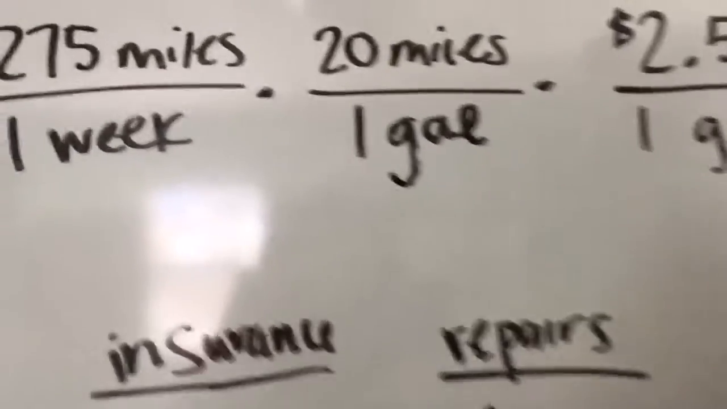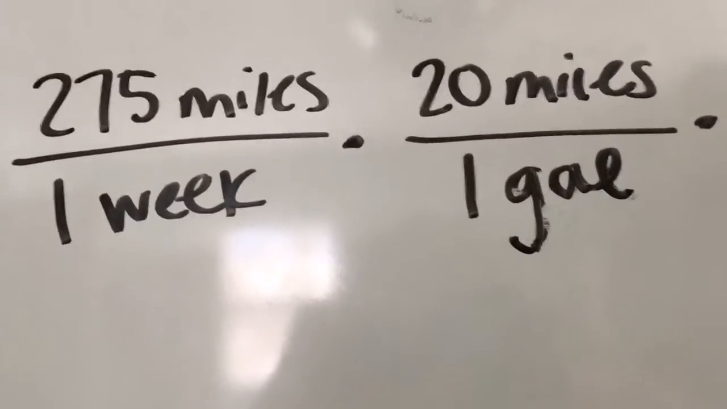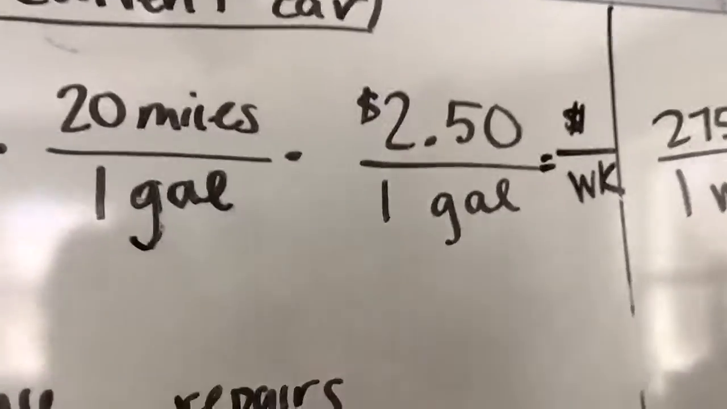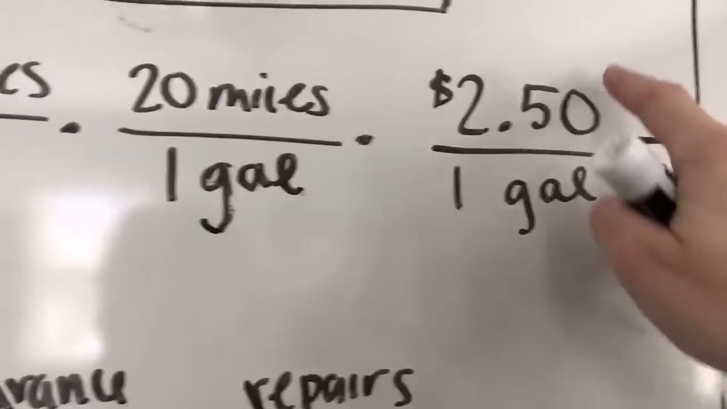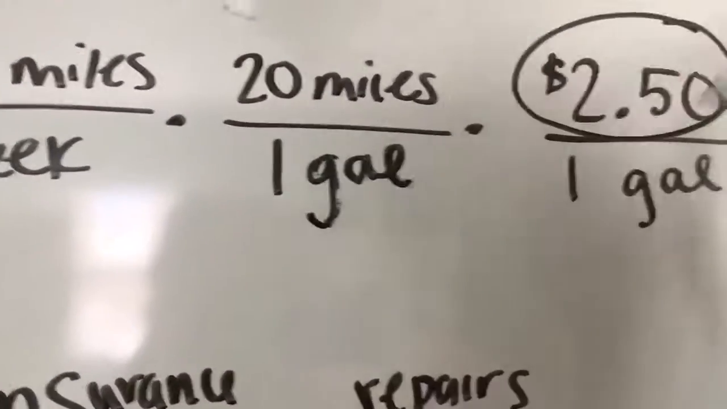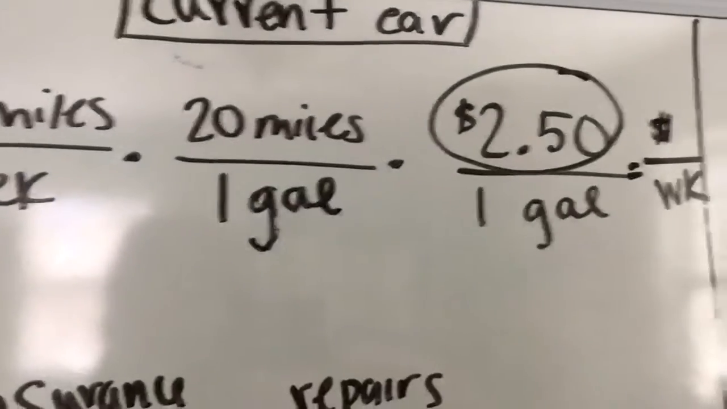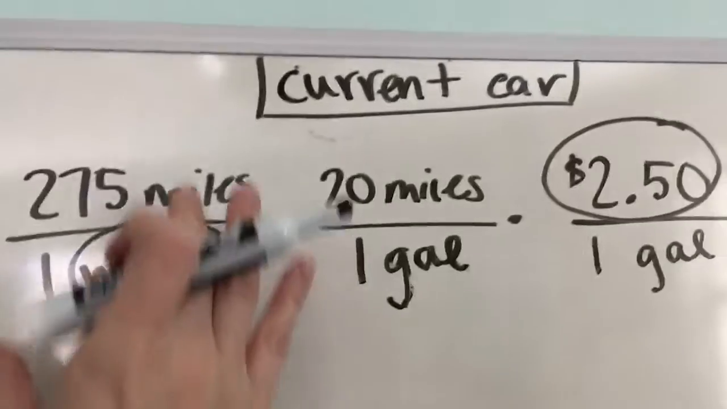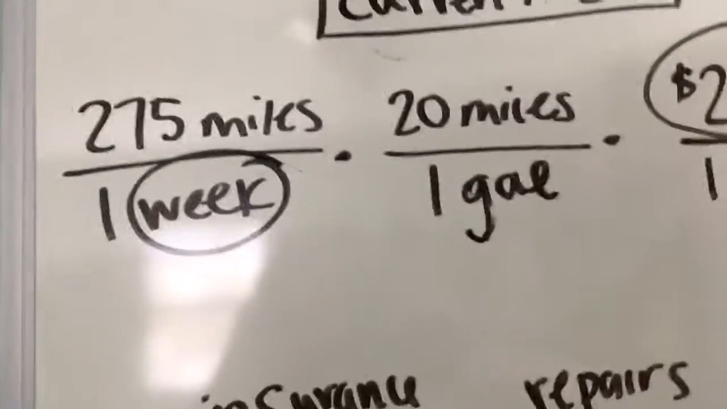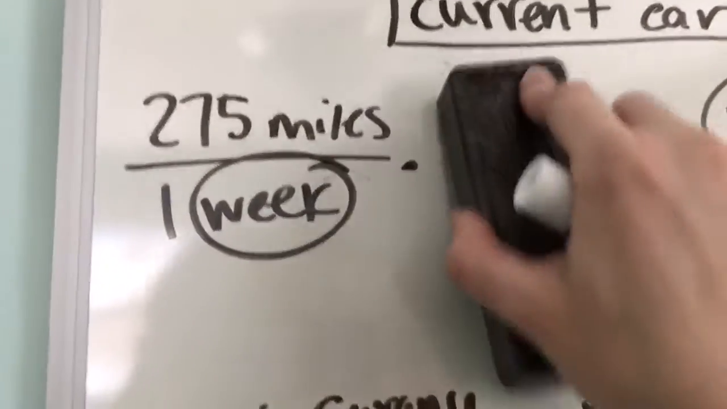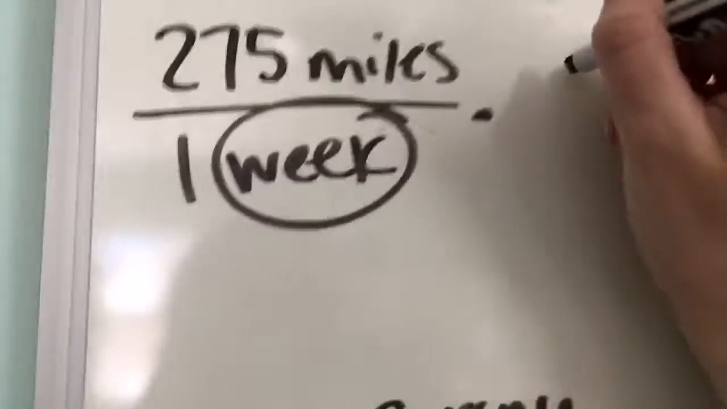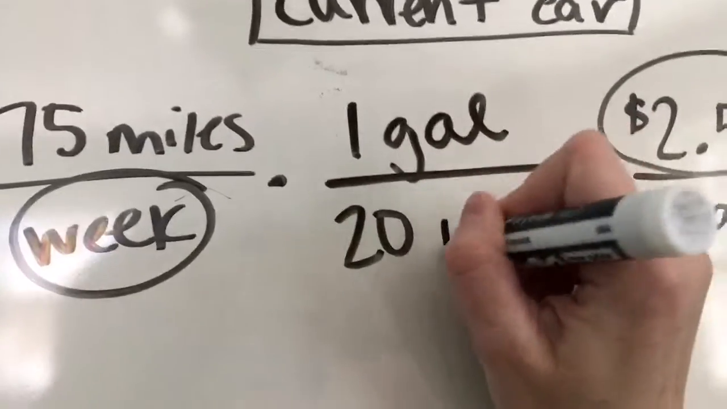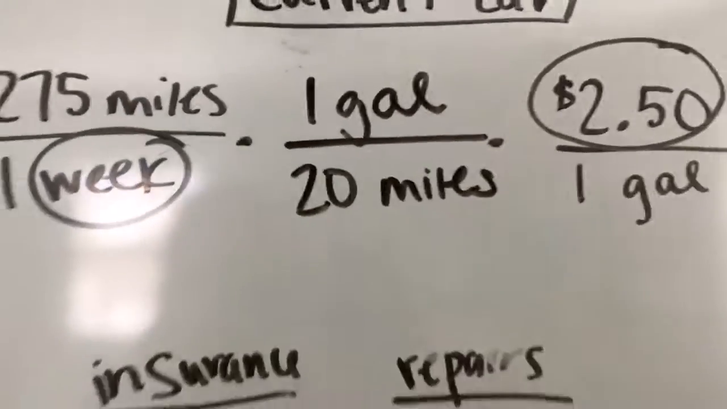Since I want my units to be in a certain cost per week, I'm going to make sure the cost stays on top. So I know this column has to stay the same. And I know that I want the weeks on bottom. So I know this column has to stay the same. So the only one I can flip is this one in the middle. So instead of saying I get 20 miles per gallon, I can say, okay, 1 gallon of gas will give me 20 miles.